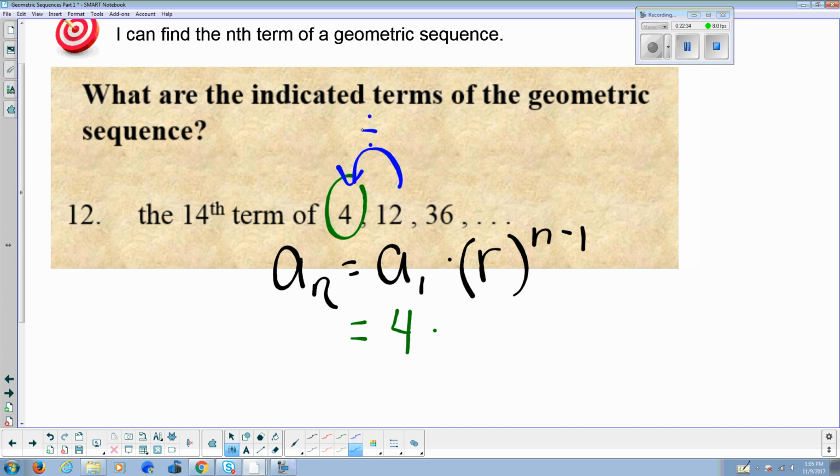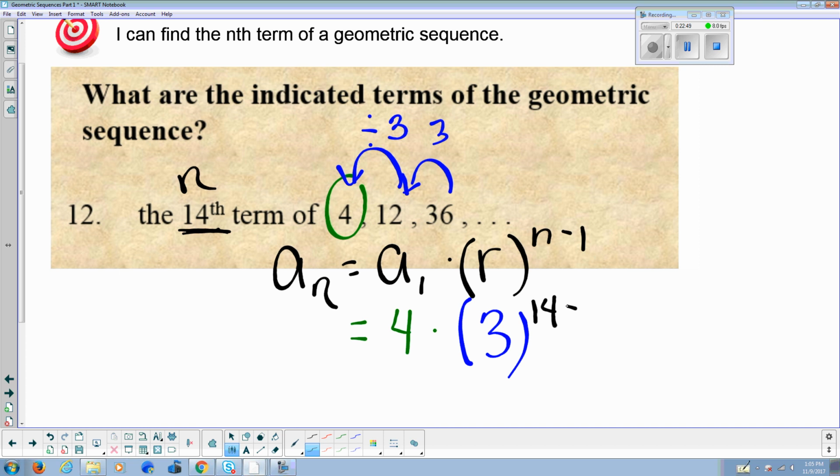Can you tell me what the common ratio is in this sequence? Well, we're going to divide. 12 divided by 4, that's 3. 36 divided by 12, that's 3. So r is exactly 3. And if we are asked to find the 14th term, that is our n. So from here, we can find A14 by substituting this expression into the calculator. So 4 times, parentheses 3, raised to the power of 14 minus 1. And you can use your calculators at your desks.